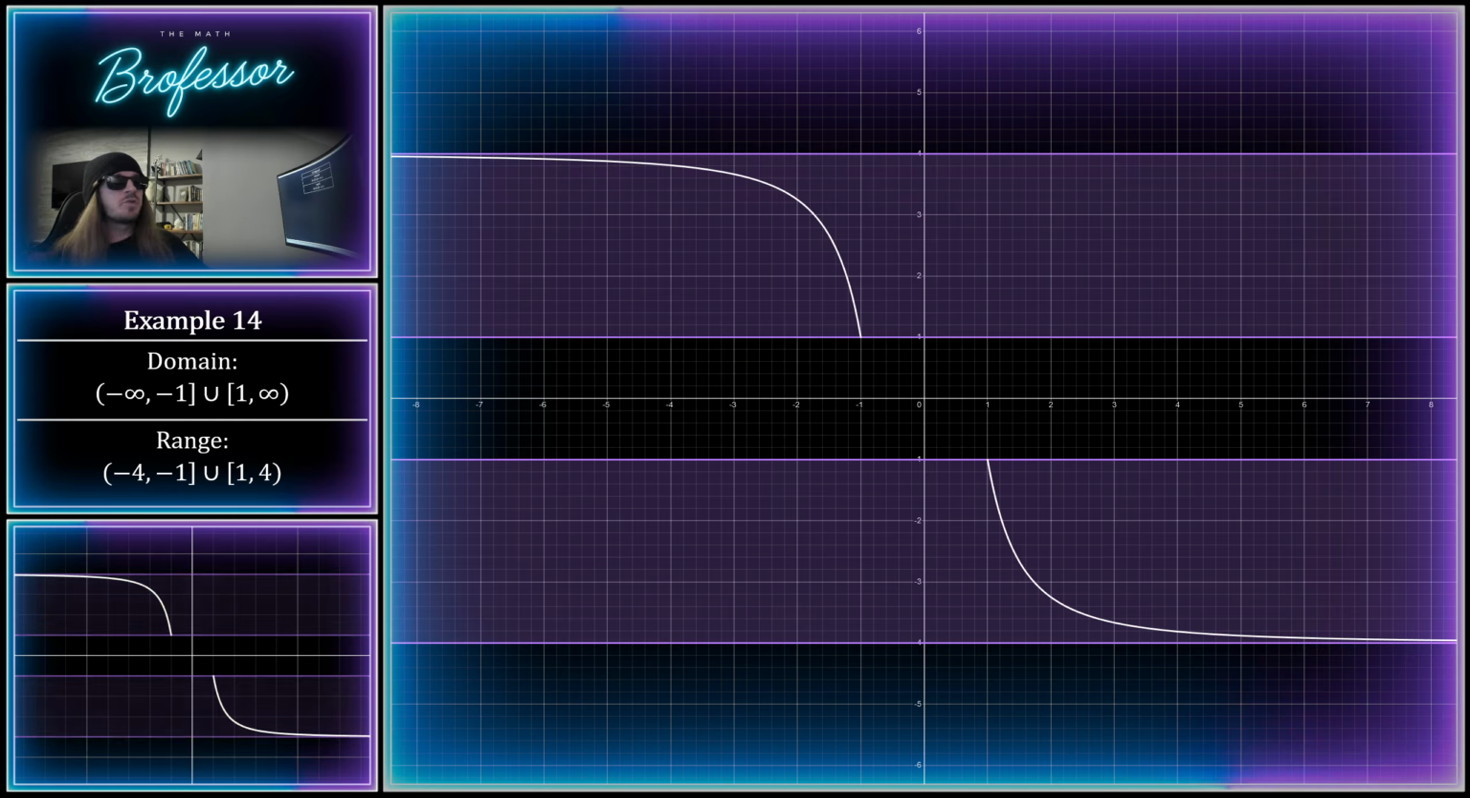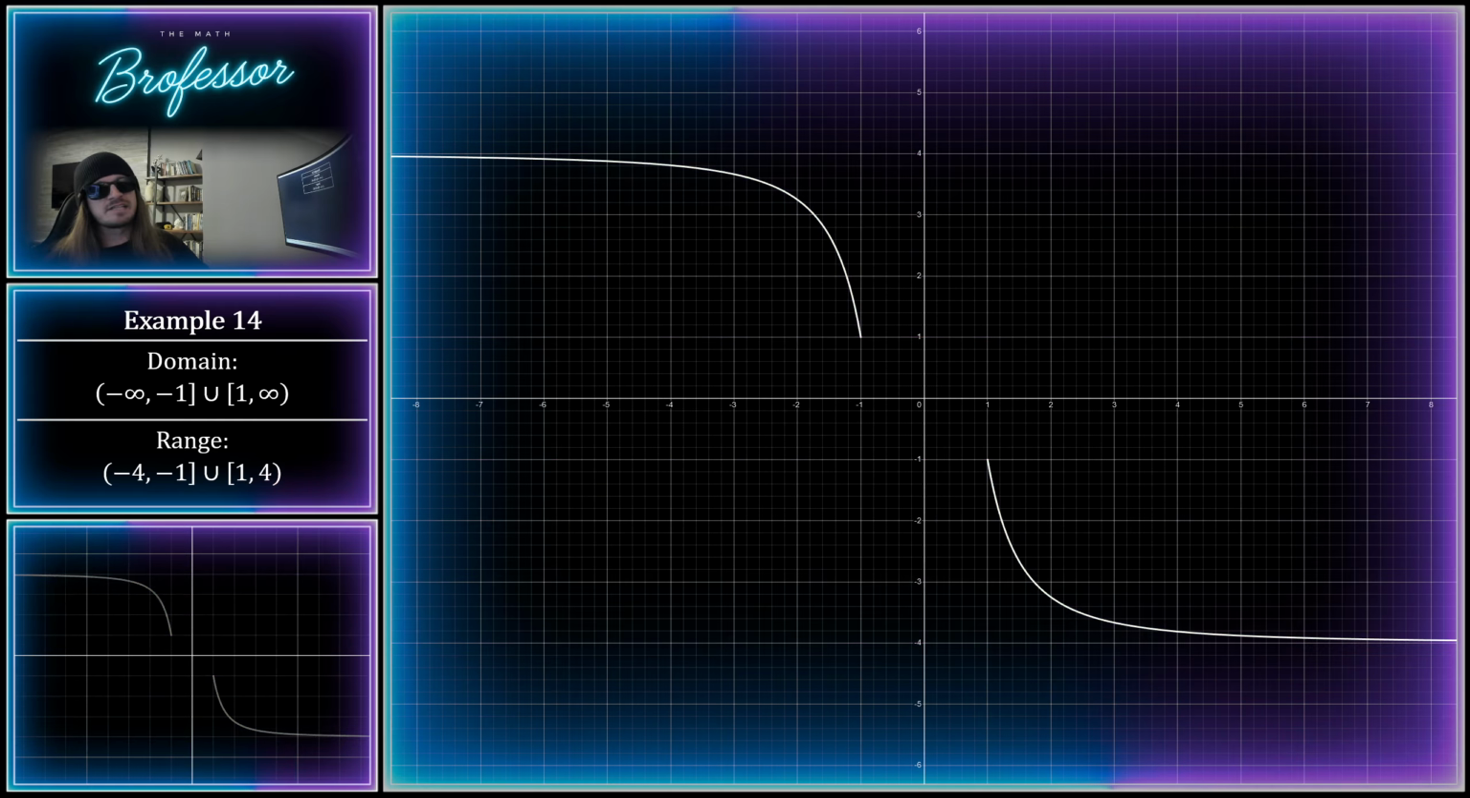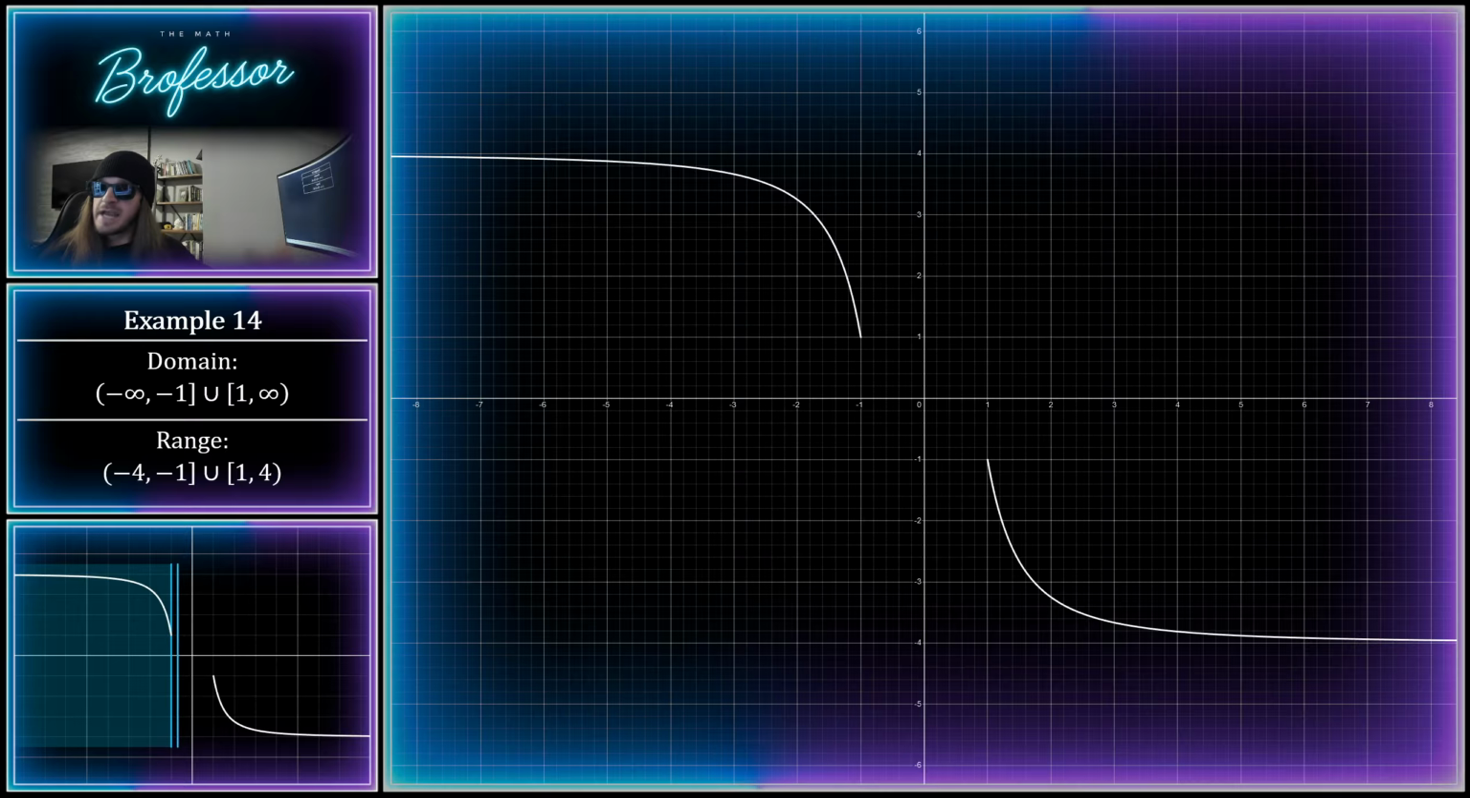So this one, again, was a very nice graph. This had some nice symmetry to it. You had 2 intervals for your domain, and you had 2 intervals for your range with gaps in between those.